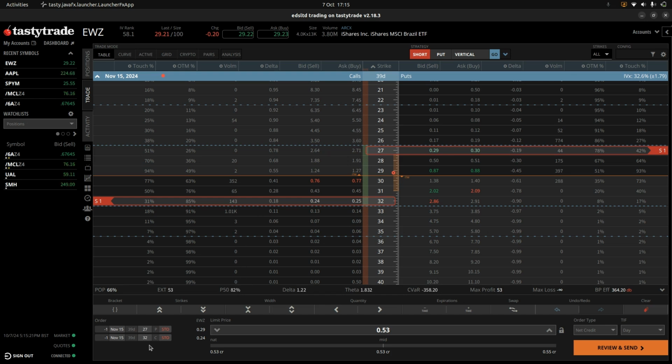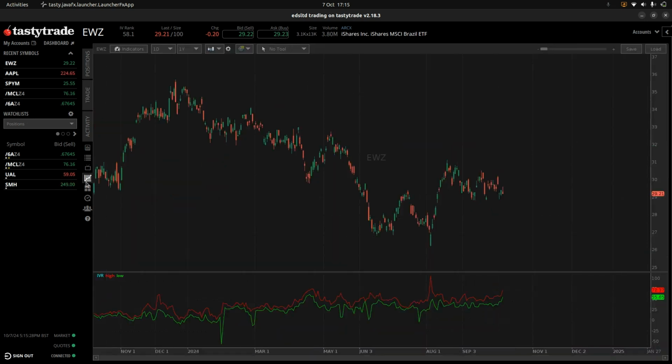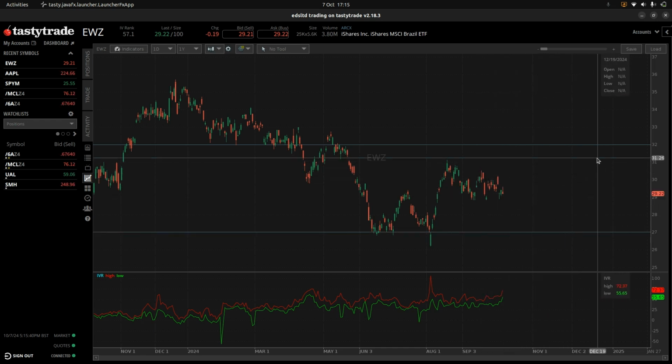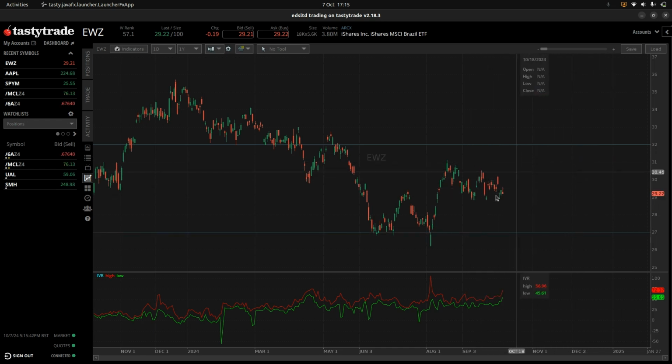And if we were to plot this on the chart and see what that looks like, we'd be plotting price levels at 27 and 32, because that's what our strikes are. So 27 and 32, which is here. So this is the range that we've essentially created for ourselves, and we want price to stay within this range.